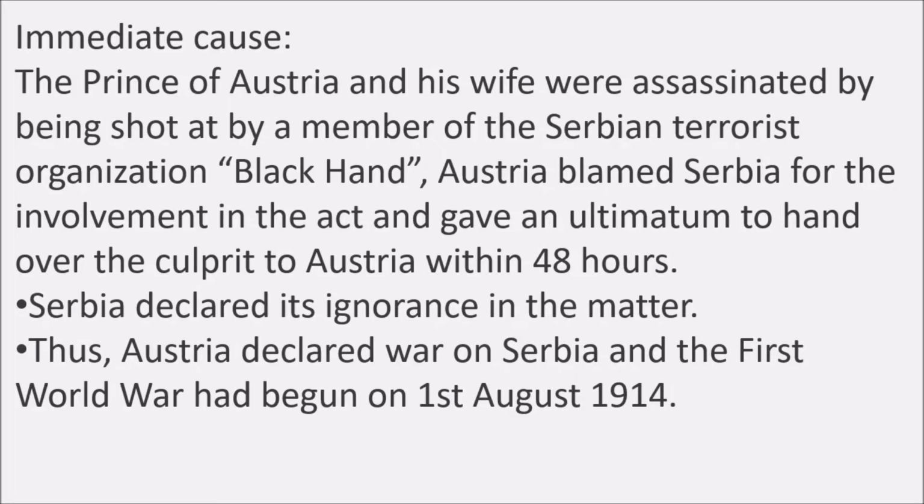Immediate cause. The Prince of Austria and his wife were assassinated, shot by a member of the Serbian terrorist organization Black Hand. Austria blamed Serbia for involvement in the act and gave an ultimatum to hand over the culprit to Austria within 48 hours. Serbia declared its ignorance in the matter. Thus, Austria declared war on Serbia and the First World War had begun on the 1st August 1914.